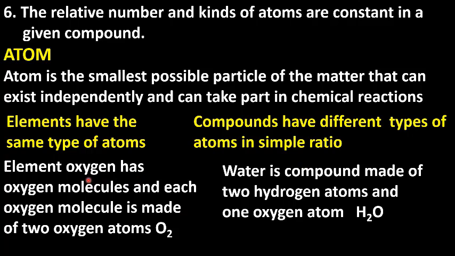For example, the element oxygen has oxygen molecules and each oxygen molecule is made of 2 oxygen atoms. Water is a compound made of 2 hydrogen atoms and 1 oxygen atom. Therefore, the formula of water is H2O. Similarly, the formula of carbon dioxide is CO2. The formula of sodium chloride is NaCl.